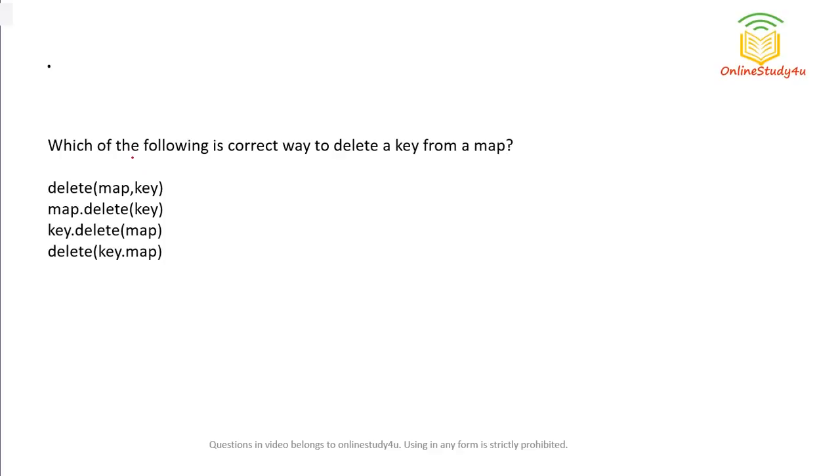Here we have: which of the following is the correct way to delete a key from a map? The correct way to delete a key from a map is map.delete, and in this function you have to specify the key that you want to delete. So option B will be the correct answer.